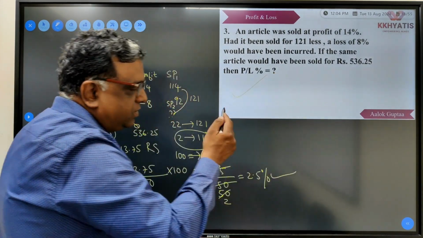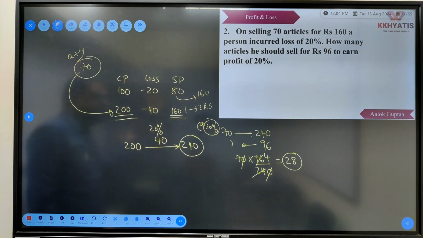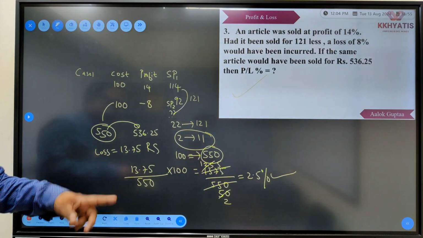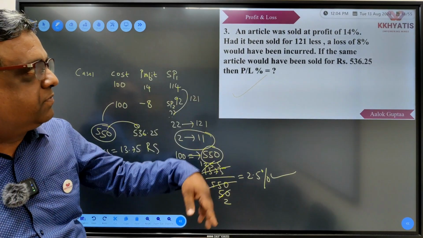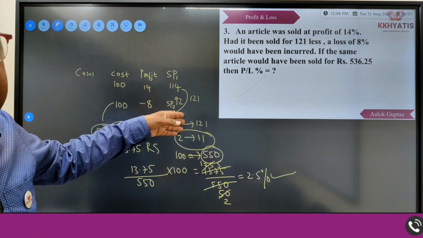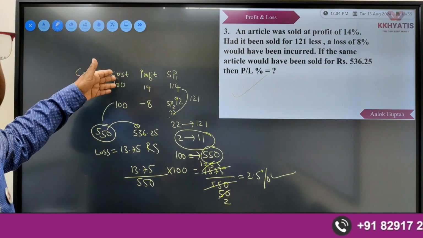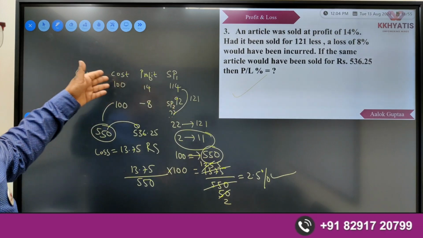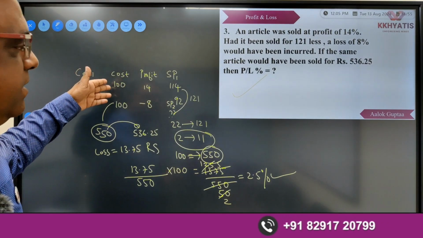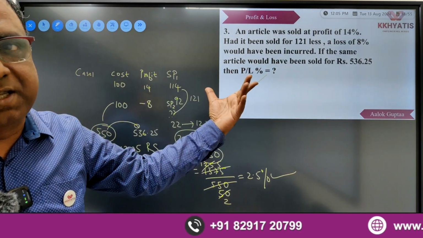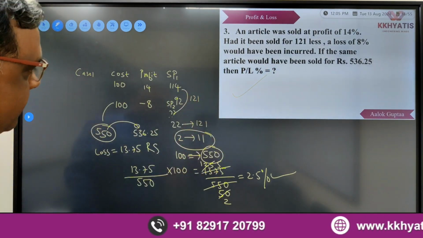Clear? So in this scenario also, given the first case, I calculated the difference between the selling prices. I already knew the difference, so I could find the cost price here. I've been given the difference between selling prices, I could find the cost price, and my cost price is fixed. So if I'm selling at 536, I could actually see there is a loss. I could find the loss percentage.